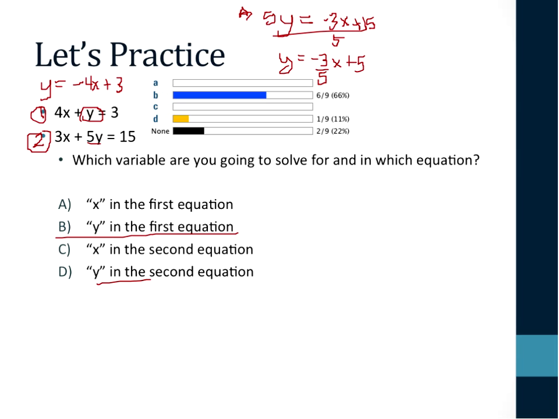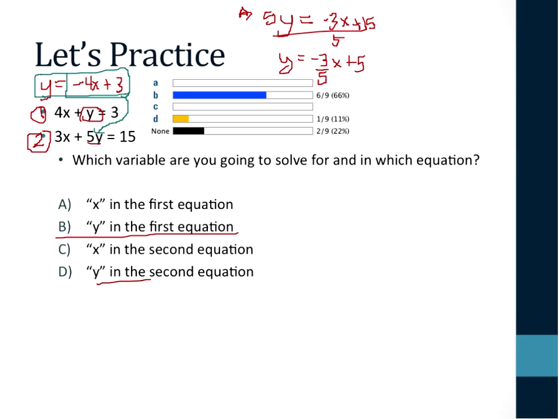Okay, for those of you who still might be working, I'll start talking through how I found a solution to this. And I did find the solution (0, 3). So let's take a little closer look at this. I have already solved my first equation here for one variable, y equals negative 4x plus 3. I'm going to take this negative 4x plus 3 and substitute it into the second equation.